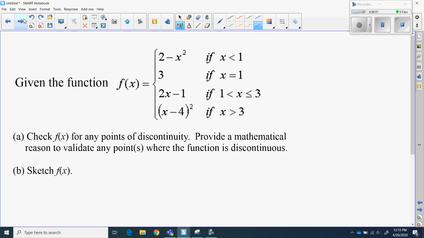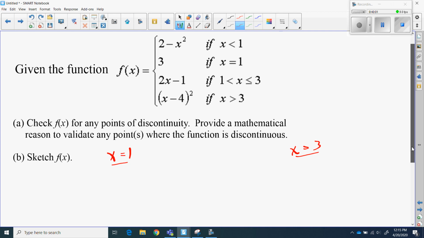All right, here's one which again, we're just going to do part A. I'm not going to get into the sketch at this one. If I wanted to check this for continuity, the first thing you have to figure out is where you're concerned about. What issue do you have? Well, I'm concerned at 1 because of the behavior change of the function at 1, and I'd also be concerned about what's going on when x is 3. So let's check each of those individually and see what happens with our continuity check.